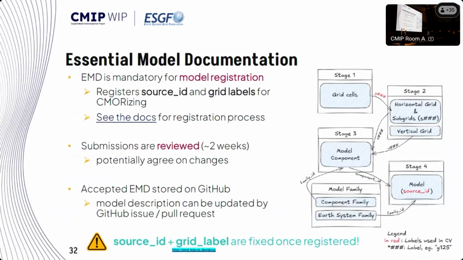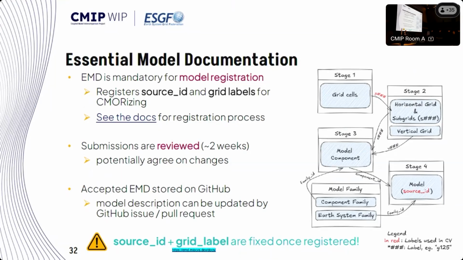Yeah, providing the EMD is mandatory for the model registration, and as a modeling group, when you register your model with the EMD, at the end of the process, automatically the source ID for your model will be registered with the controlled vocabulary, and also you will be issued grid labels for your model components, native grids, that will as well be registered with the controlled vocabulary. And those attributes are needed for the summarization of your data.